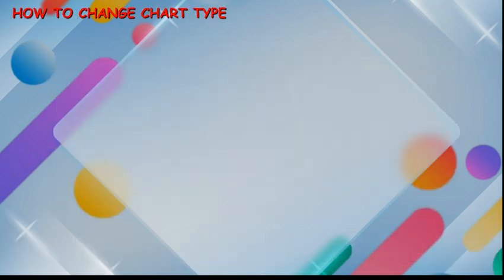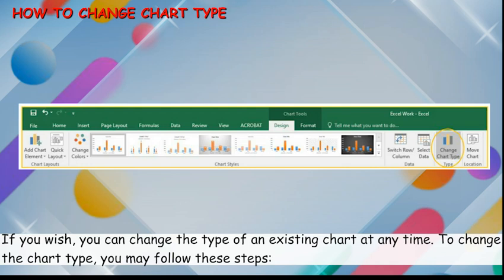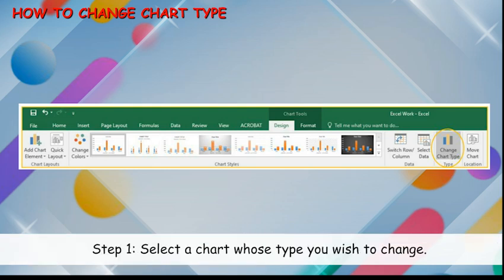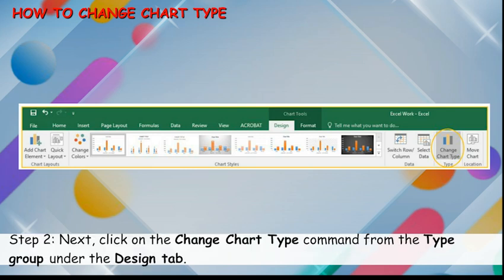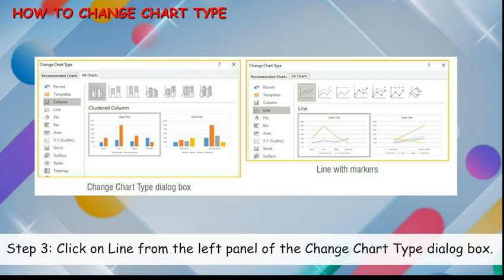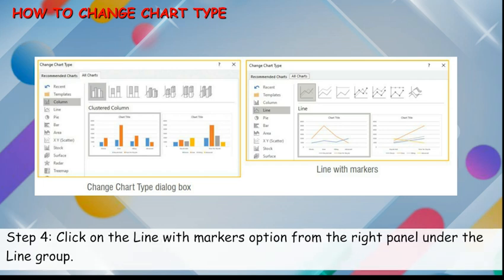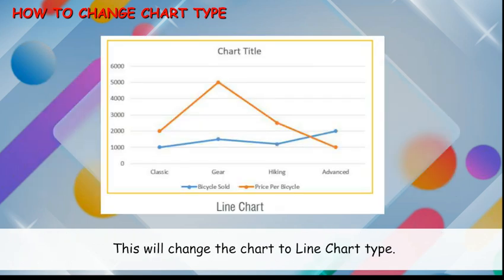How to change chart type? If you wish, you can change the type of an existing chart at any time. To change the chart type, you may follow these steps. Step 1. Select a chart whose type you wish to change. Step 2. Next, click on the Change Chart Type command from the Type group under the Design tab. Step 3. Click on Line from the left panel of the Change Chart Type dialog box. Step 4. Click on the Line with Markers option from the right panel under the Line group. This will change the chart to line chart type.